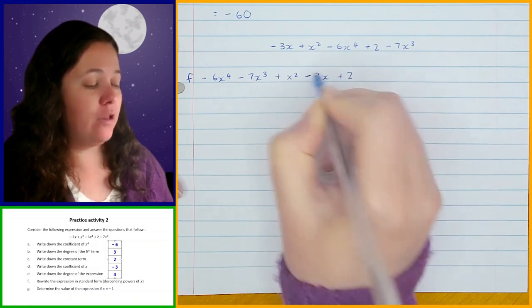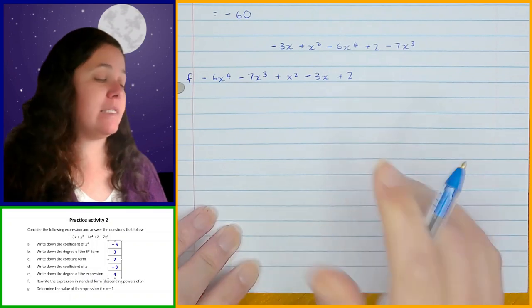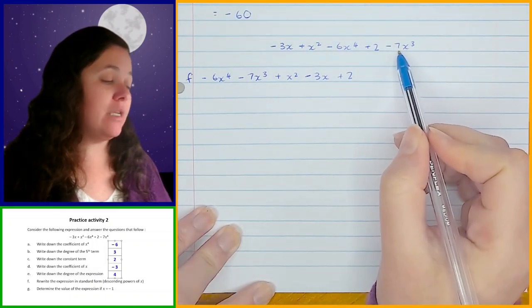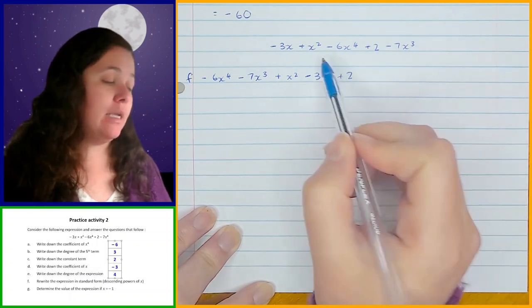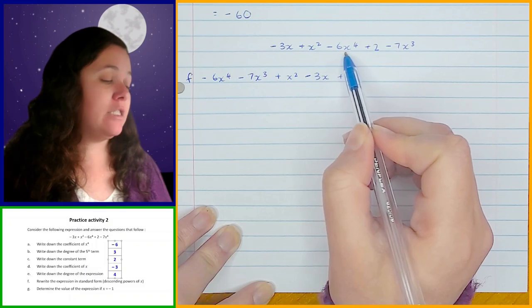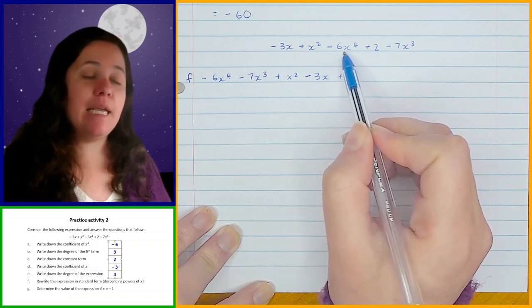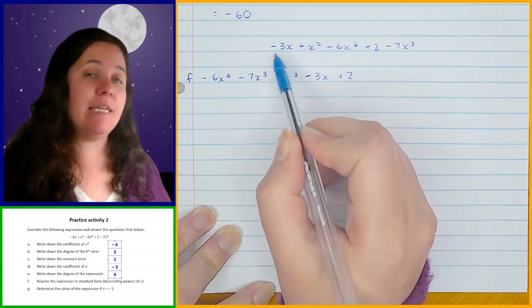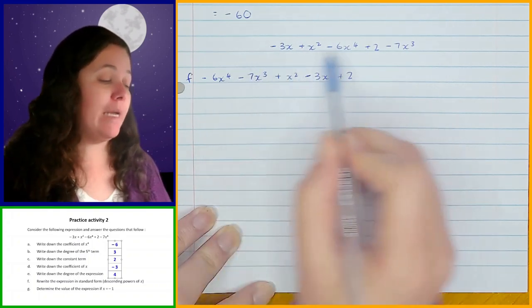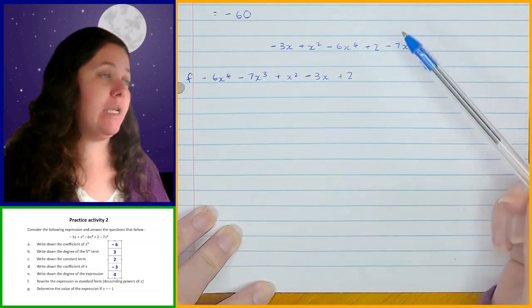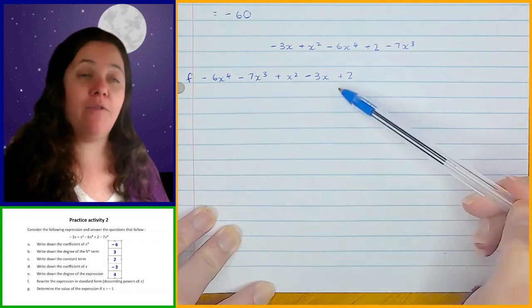You need to be careful and make sure that you always move the sign with its term. So the 7x cubed, you have to have the minus with it. The 2 is positive, it must stay positive. The x to the power of 4 is negative, it needs to stay negative. The x squared is positive, it needs to stay positive. And the 3x is negative, it needs to stay negative. So no matter how you rearrange it, you have to keep the signs with their terms. So when we're putting it in descending powers of x, we have to be careful about that.